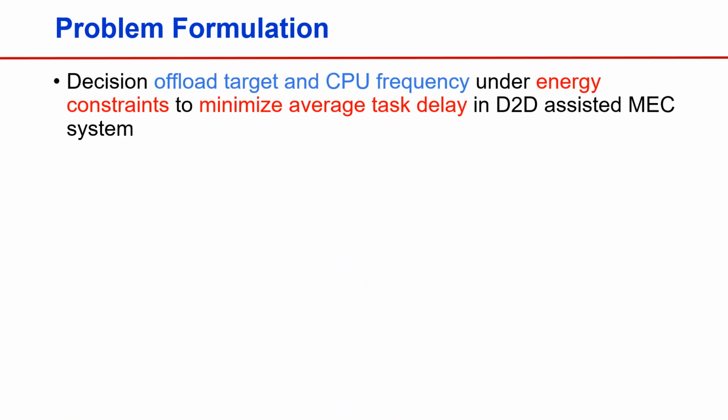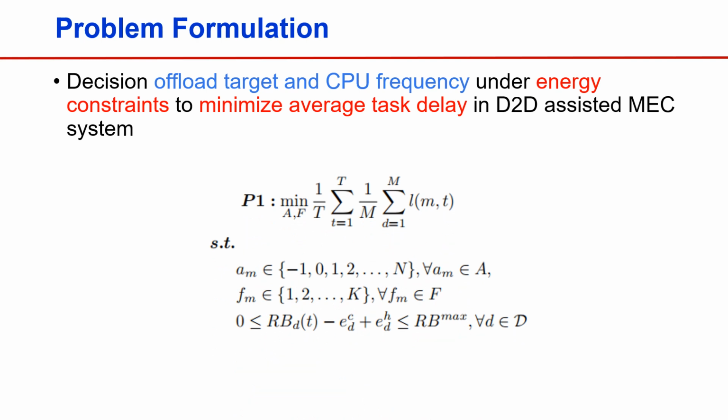Therefore, we first formulate the problem mathematically. We minimize the average task completion delay by making decisions about offloading targets and CPU frequency. The three constraints are constraints on offloading decisions, CPU frequency selection, and battery power.